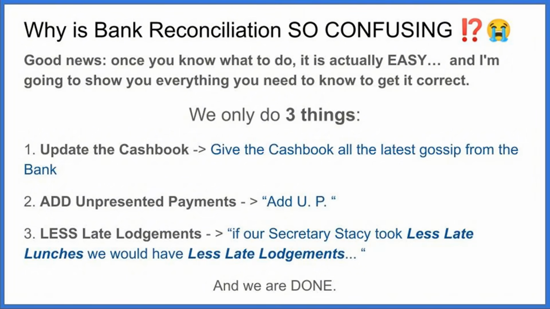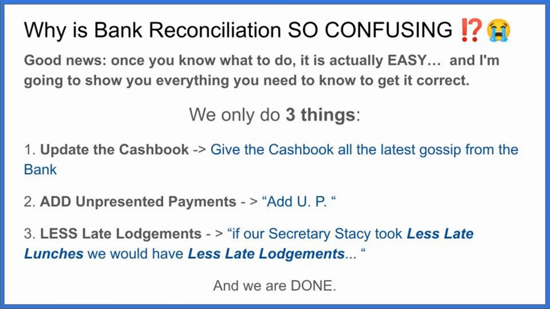So to help myself remember, and now I'm passing it on to help you remember, I have it down as these things. You have to update the cash book, add unpresented payments, and less late lodgements. Literally, that's it. The number you come out with at the end of that is the answer that you're looking for in terms of your reconciled bank or cash book balance, right? They will both match after that.